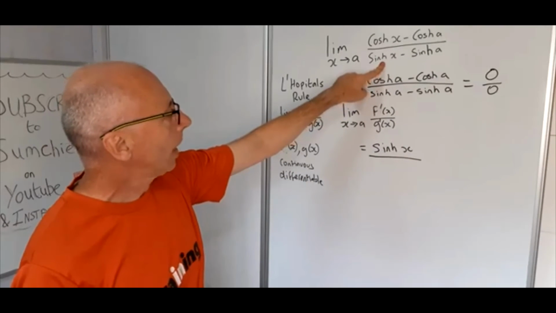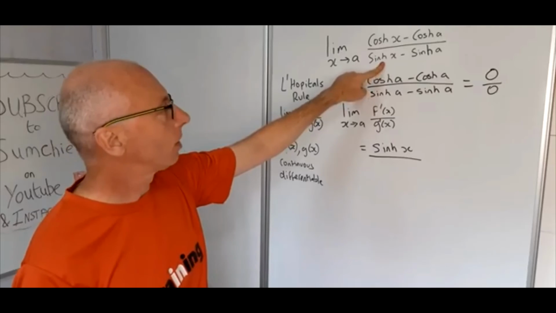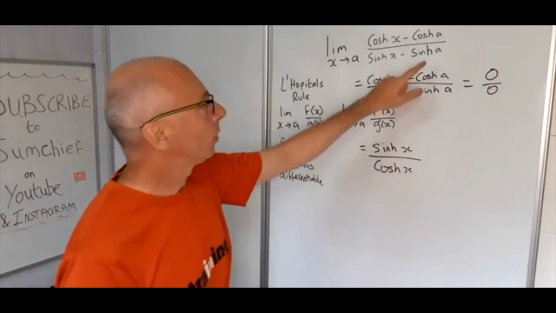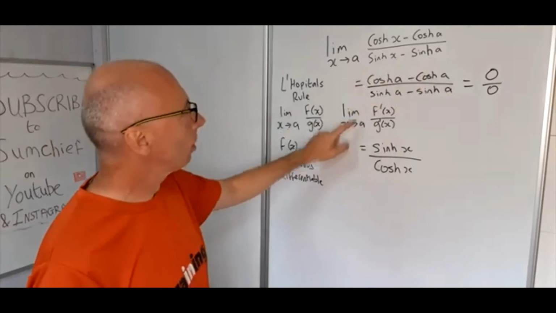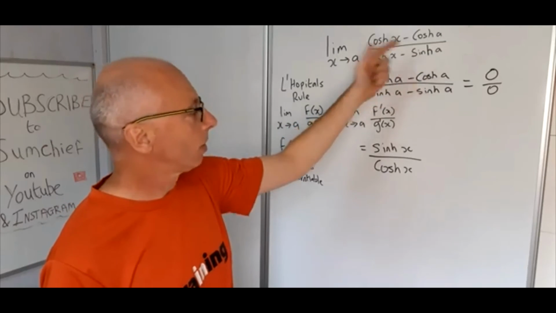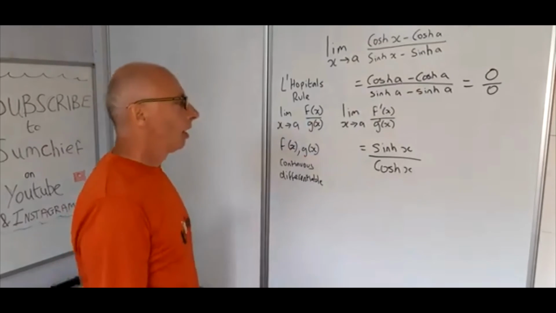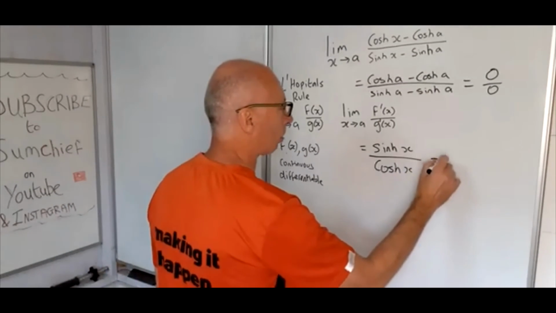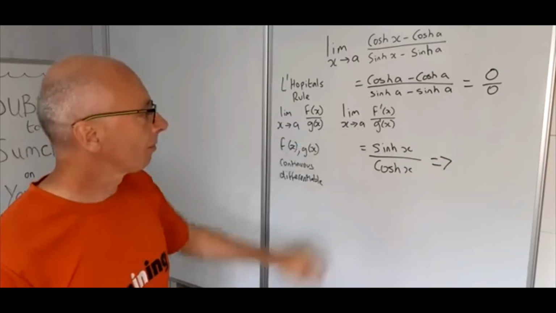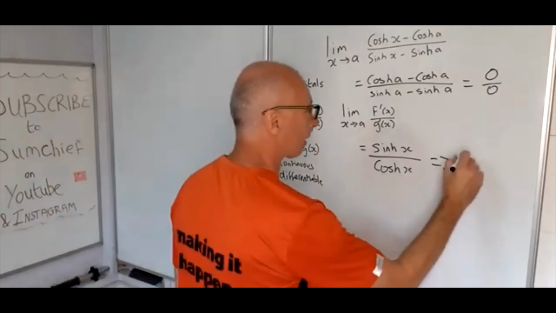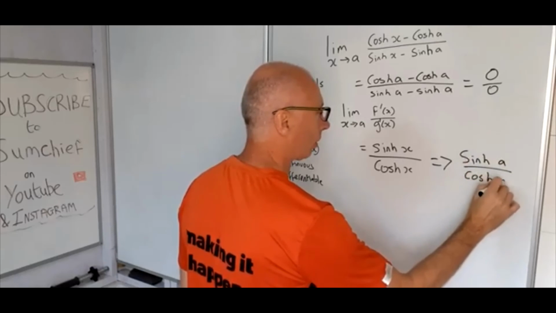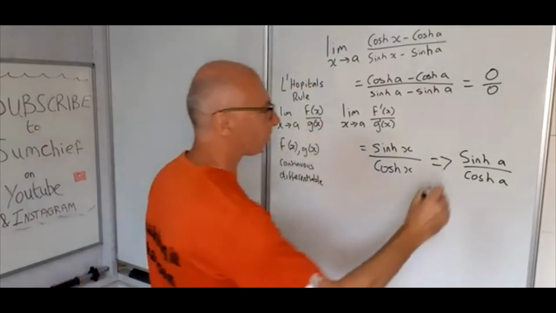Now we've got sinh of x, so the derivative of that is cosh of x. And as we had before, sinh of a is not dependent on x, so when we take the derivative with respect to x, treat this as a constant, the derivative of a constant is 0, so that disappears. Okay, so now we can just plug in our value that we're looking for to find the limit as x approaches a. So now we just put in an a where we see an x. So now we get sinh of a divided by cosh of a. And that will give us our answer.